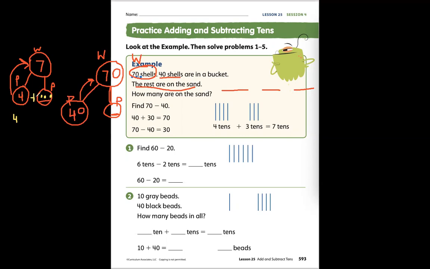4, 5, 6, 7. So you can think about it like this. 4 plus blank equals 7, right? So 4 plus 3 equals 7, or you could think about it here like 40 plus what equals 70.